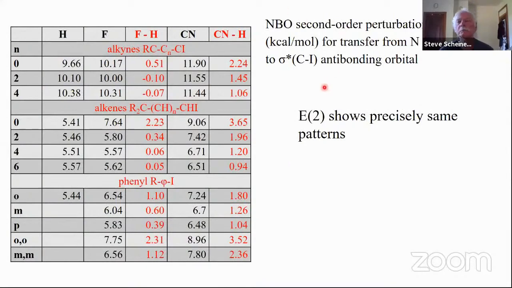So what we're looking at here is the charge shift that goes, as I mentioned in the earlier slide, from the lone pair of the nitrogen on the ammonia to the sigma star CX bond. And this is the amount of that. This is in kcals per mole. Exactly the same trends. The effect of the F is only true for when it's close, goes away quickly. The cyano group lasts longer. Phenyl groups, ortho is bigger than meta, which is bigger than para. Same pattern.